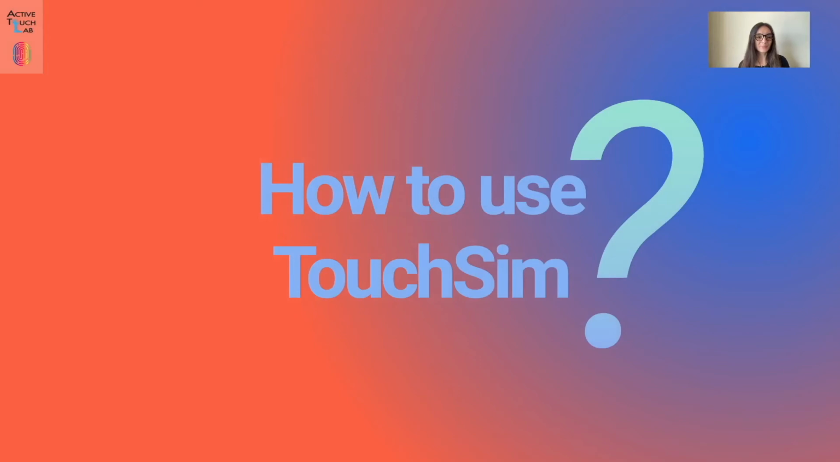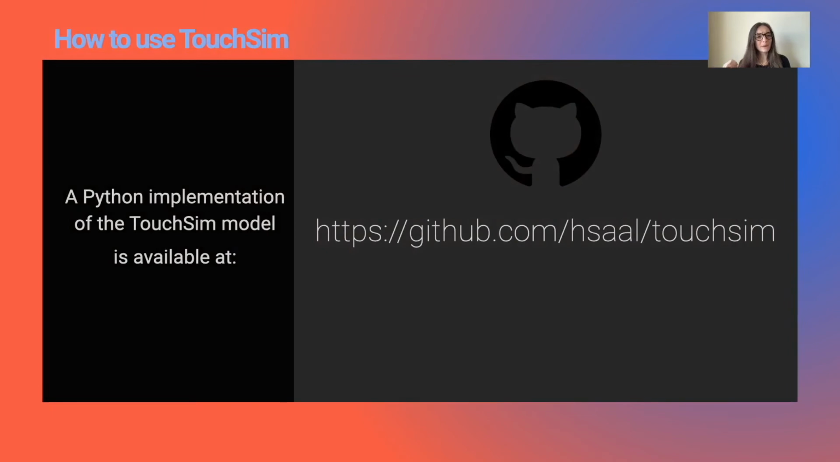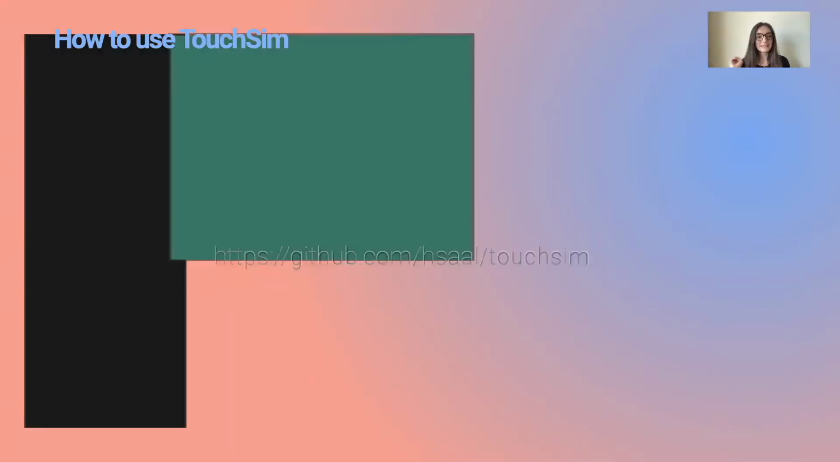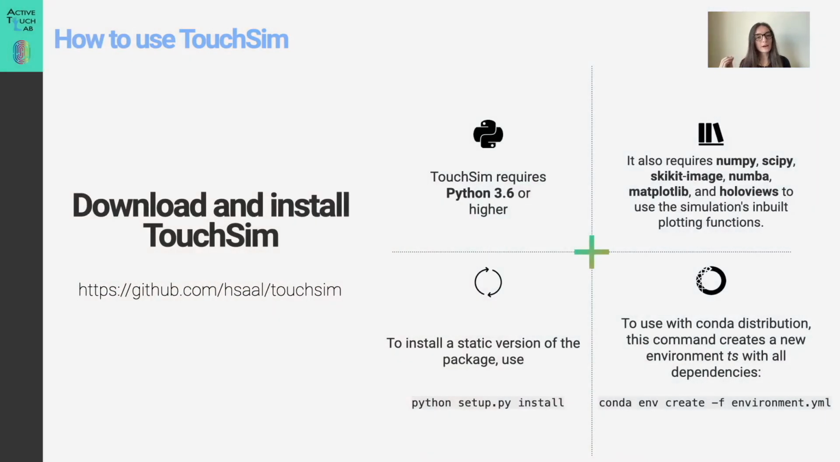And here we are at part 3. Now you know almost everything about TouchSim, and it is time to understand how to actually use it. TouchSim is implemented in Python, and you can download it from this GitHub repository. In the same repository, you will also find the instructions on how to install it, which I also reported briefly here.